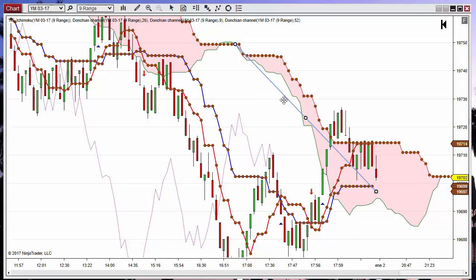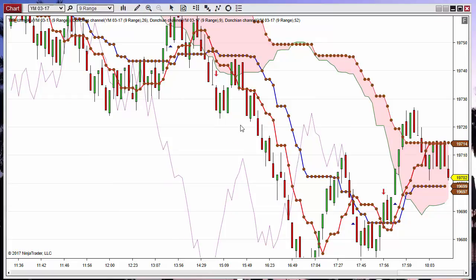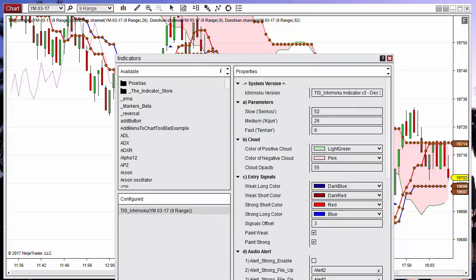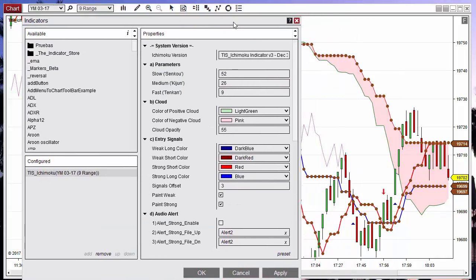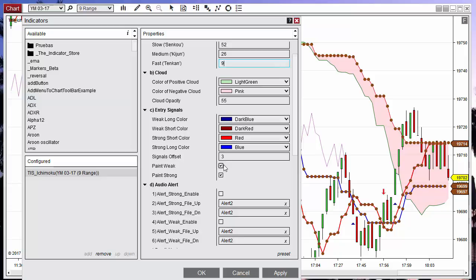This is not so easy to calculate with standard tools. For that we need a custom indicator like the Ichimoku. With this indicator, let's remove all the additional lines. With the custom Ichimoku indicator we can set the three main periods of the median lines and also select the color of the signals, and define if we want to paint weak and strong signals or not.